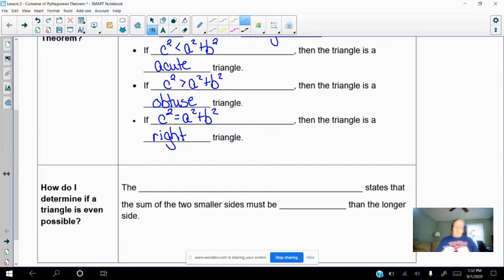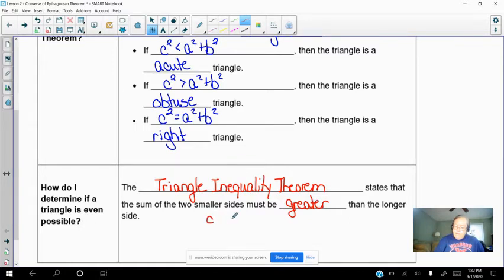Now, this next piece of information is important. It's actually taught earlier in geometry, and so we tend to forget about it when we go to talk about classifying triangles. But the triangle inequality theorem states that the sum of the two smaller sides must be greater than the longer side. So, C compared to A plus B, C must be smaller, A plus B must be bigger. You can write it the other way. A plus B is greater than C. Either way works, but C has to be larger.